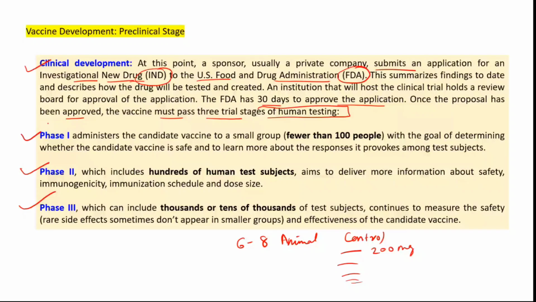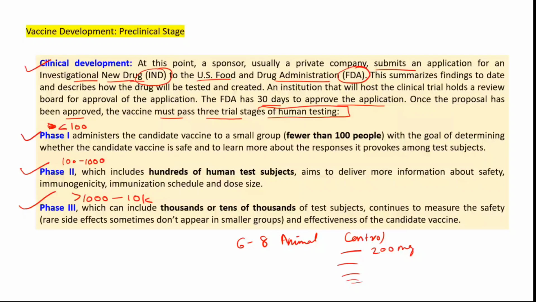Phase 1 means less than 100 persons. Phase 2 means hundreds of human test subjects, you can say 100 to 1000, and phase 3 is 1000 to 10,000, 10K you can say. So phase 1 means only a small group you will target, because you cannot take that much risk, because you don't know the effect of that particular vaccine on human subjects.